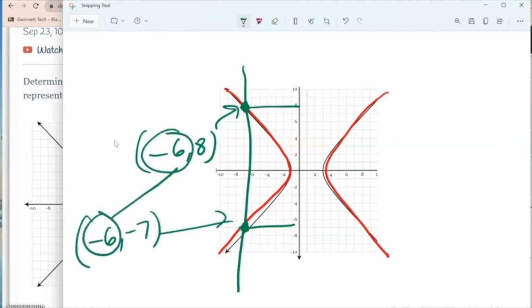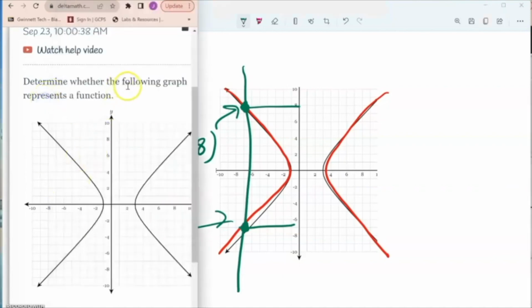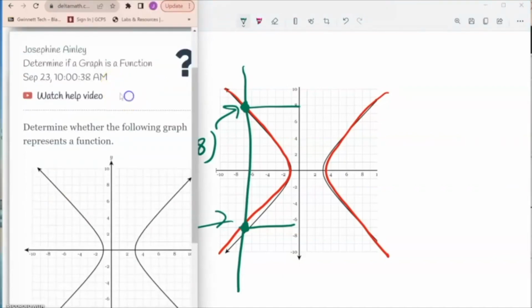So that's what a vertical line test does. It makes it to where you don't have to write coordinates down. So if it crosses more than 1 time, it is not a function. So this one is not a function. If it only crosses 1 time, it is a function.